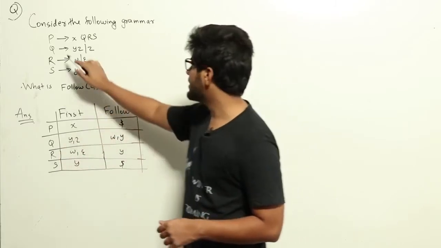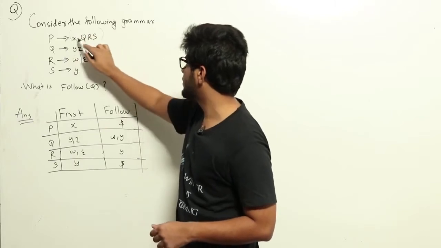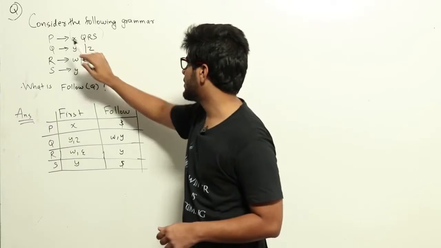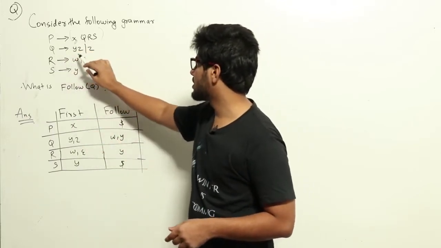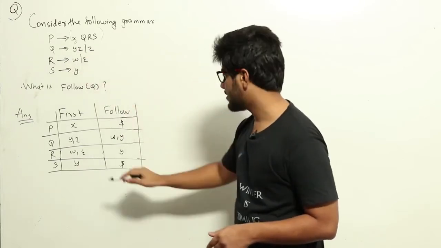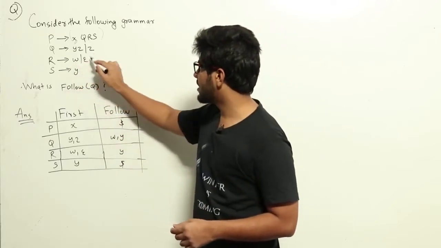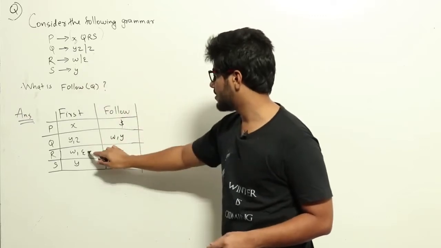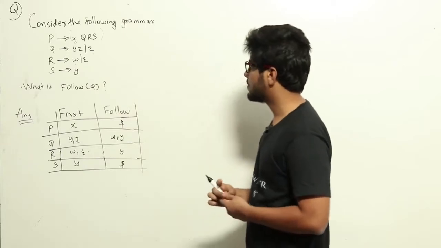So first of P: this is the only production, so first of P is the same as first of this. Now first of this is X. X is a terminal symbol appearing at the start, so we can write X directly here. If you look at Q, Q has two productions, Q gives Y, Z or Z. First will be Y or Z. That's what I have written here. Now looking at R, R gives W or R gives Epsilon. There are two productions, so the first of R would be W or Epsilon. It's written here. S gives Y directly, so first of S will be Y.